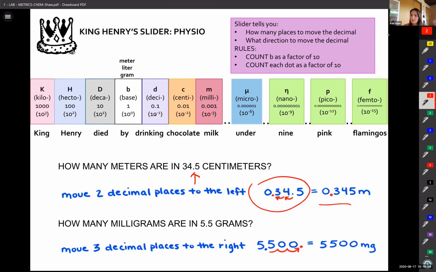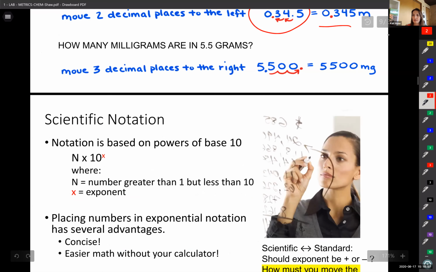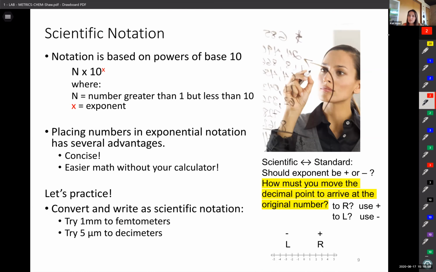So let's quickly discuss what the difference is between scientific and standard notation. What we are just looking at is standard notation. Scientific notation is the notation that's based on powers of base 10. And this is the format we would be using, right? Capital N times 10 to the exponent x, where n is a number that has to be greater than 1 but less than 10. Greater than 1 but less than 10. And x represents the exponent, which tells us something about the decimal places and the placement of those decimal places compared to what would be the standard notation.